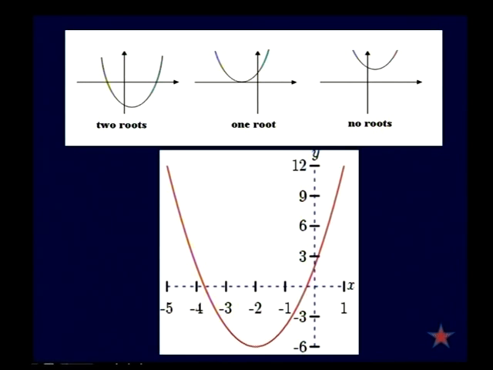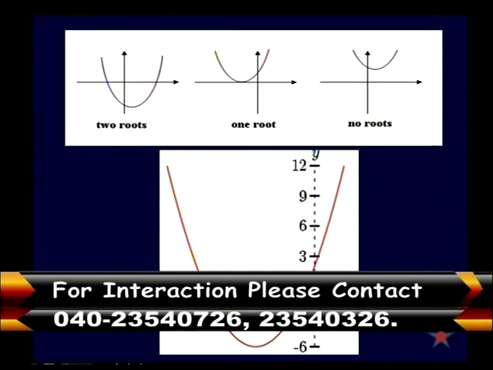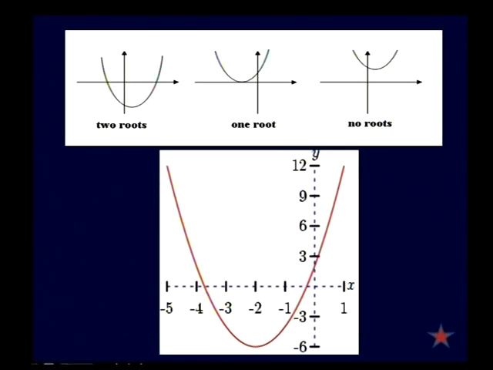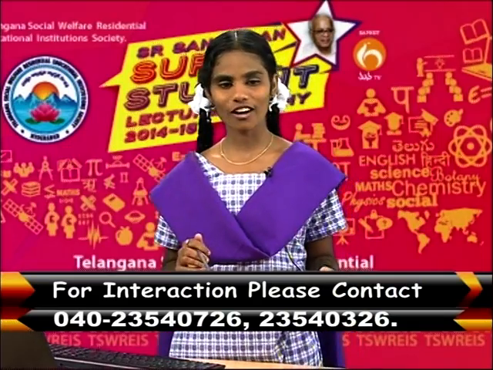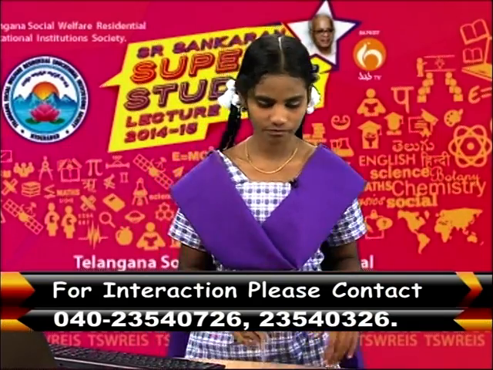Friends, if you see here, the graph intersects the x-axis at only 1 point, so it is called 1 root. Friends, if you see here, in this the graph doesn't intersect the x-axis, so it is called no roots. So friends, in the downward graph, the graph intersects at 2 points, so it is called 2 roots, and the structure is in a U shape. It is called a parabola.